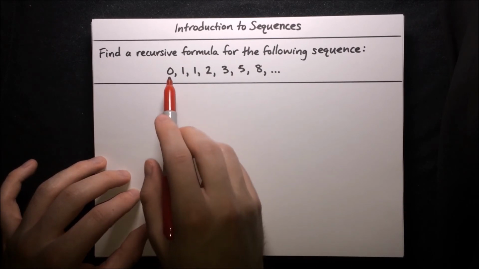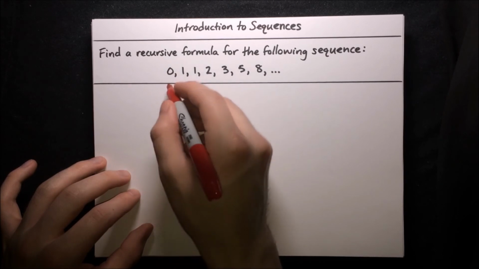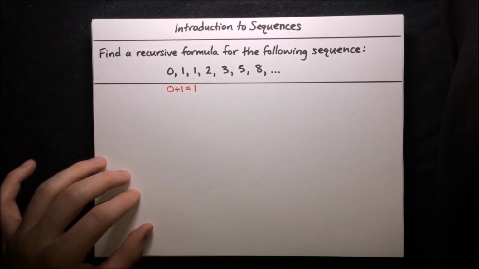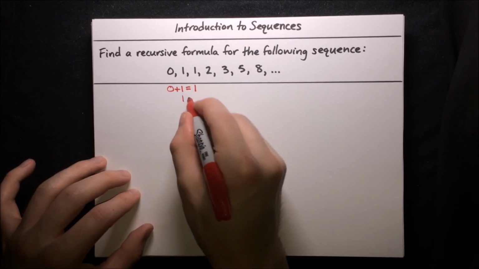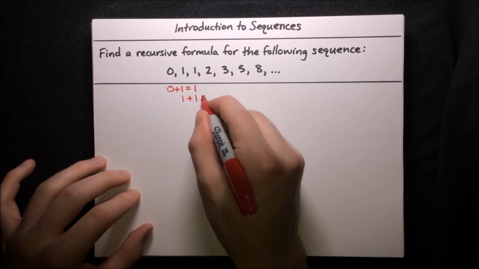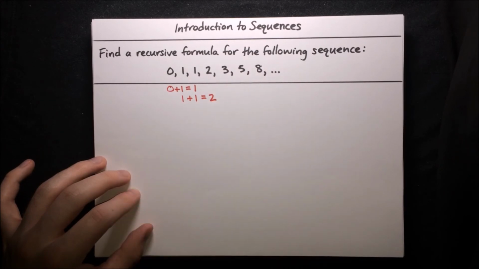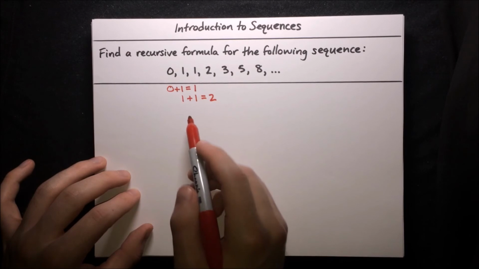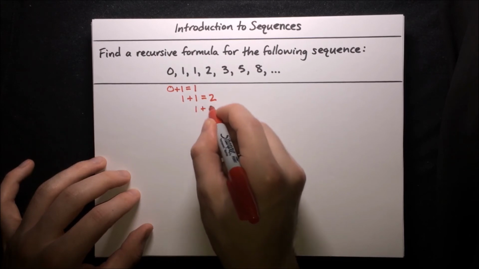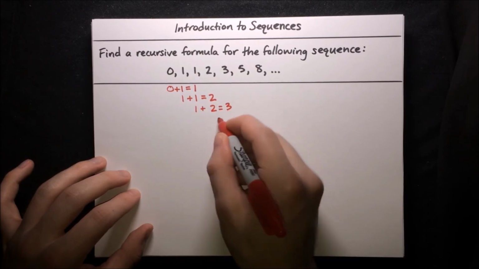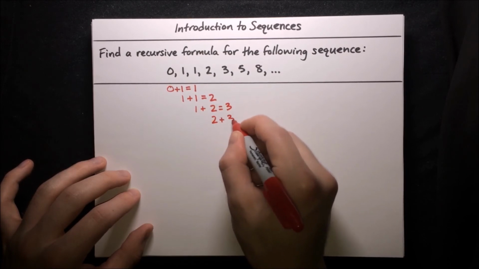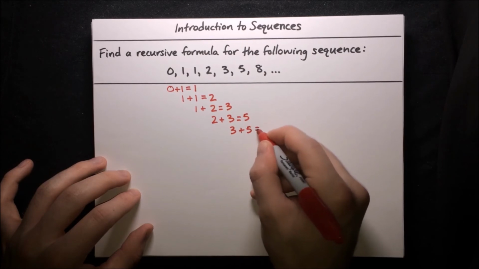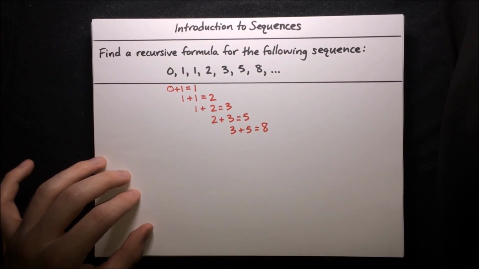But hey, look at this. When we add 0 plus 1, we get the next term, which is 1. And then when we add 1 plus 1, we get the next term, which is 2. So it looks like to get the next term, we just add the previous term and the term before that one. So 1 plus 2 makes 3, 2 plus 3 makes 5, 3 plus 5 makes 8. Yeah, that all checks out very nicely.